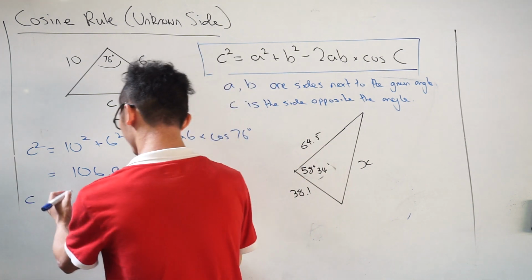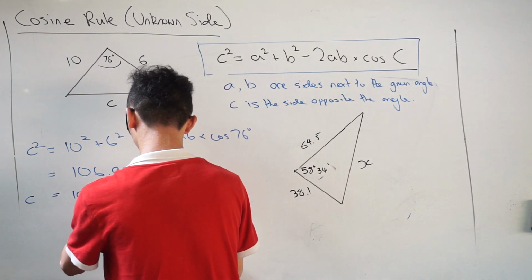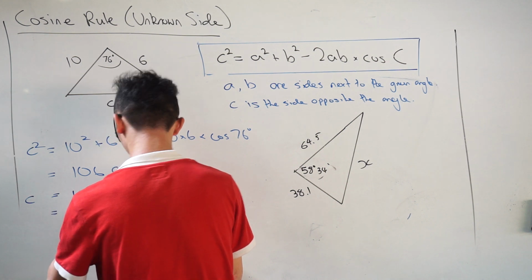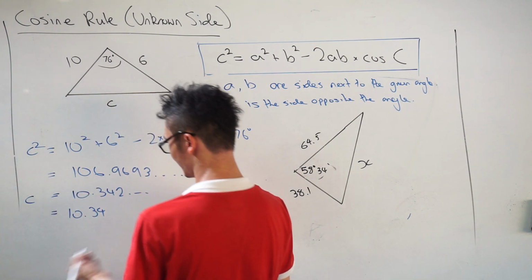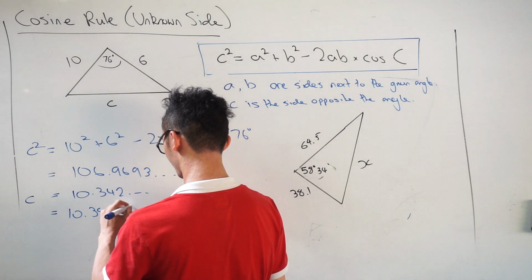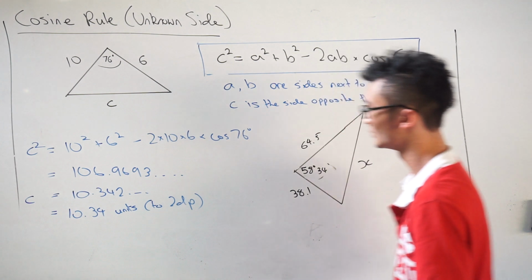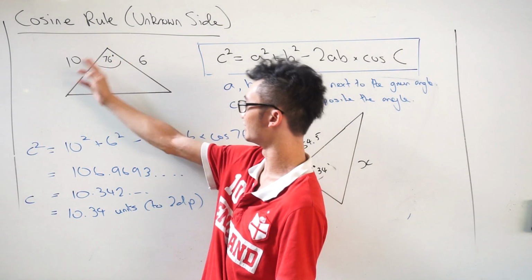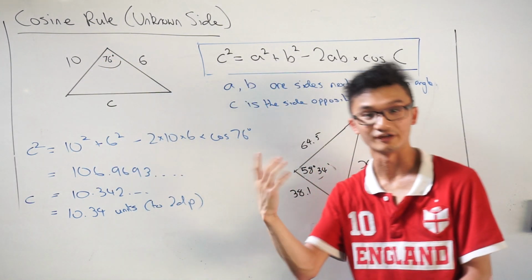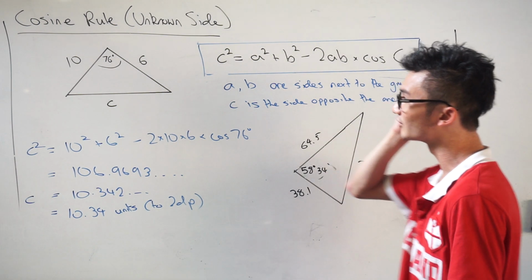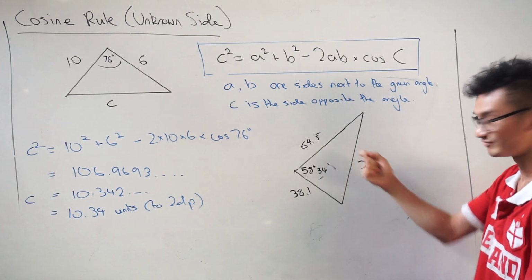Once you take the square root of that, you get 10.342, and that's just 10.34. No units there, it was to 2 dp. And if you swap the 10 and 6 values around, you'll notice that it won't affect the final value of your expression. Cool, that's one example of the cosine rule. Pause the video now and have a go at this one.